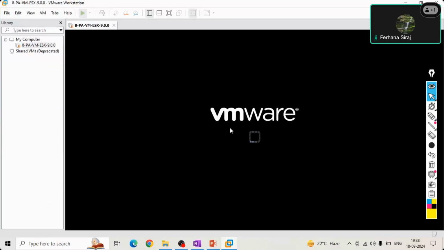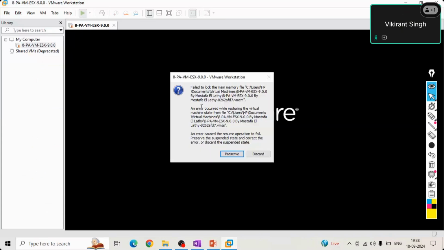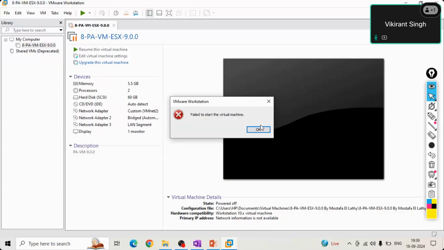What was it? Failed to what? Sorry, what was the error? It failed to restart. An error occurred while restoring the virtual machine state. This will cause the resume operation to fail. Preserve the suspended state, correct the error, or discard it, and then we can resume it again.